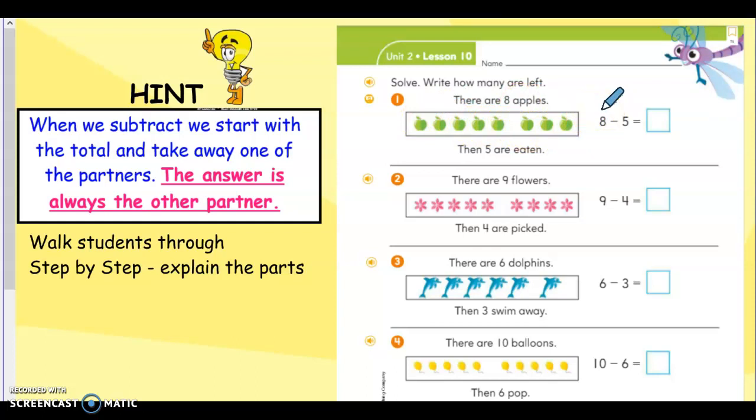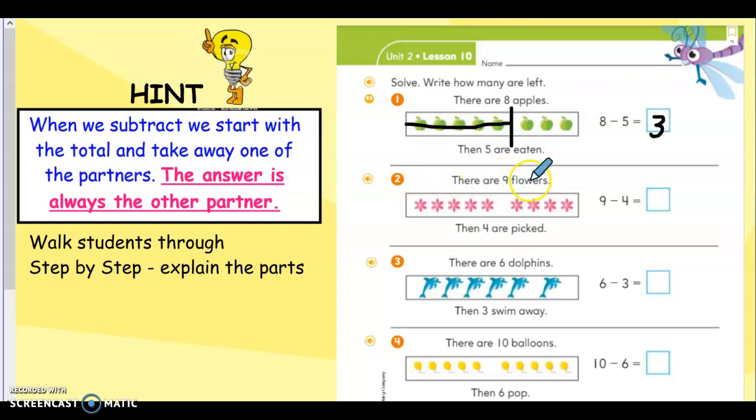Then we take away one of the partners, okay? The answer is that other partner, and I'll show you in just 1 second. So there are 8 apples, then 5 are eaten. So we're going to count 5. 1, 2, 3, 4, 5. Draw your break apart. Cross off this partner right here. What's left over here? How many apples are left? That's right, there's 3. So 3 and 5 are partners of 8. You see how that works? Let's try another one.